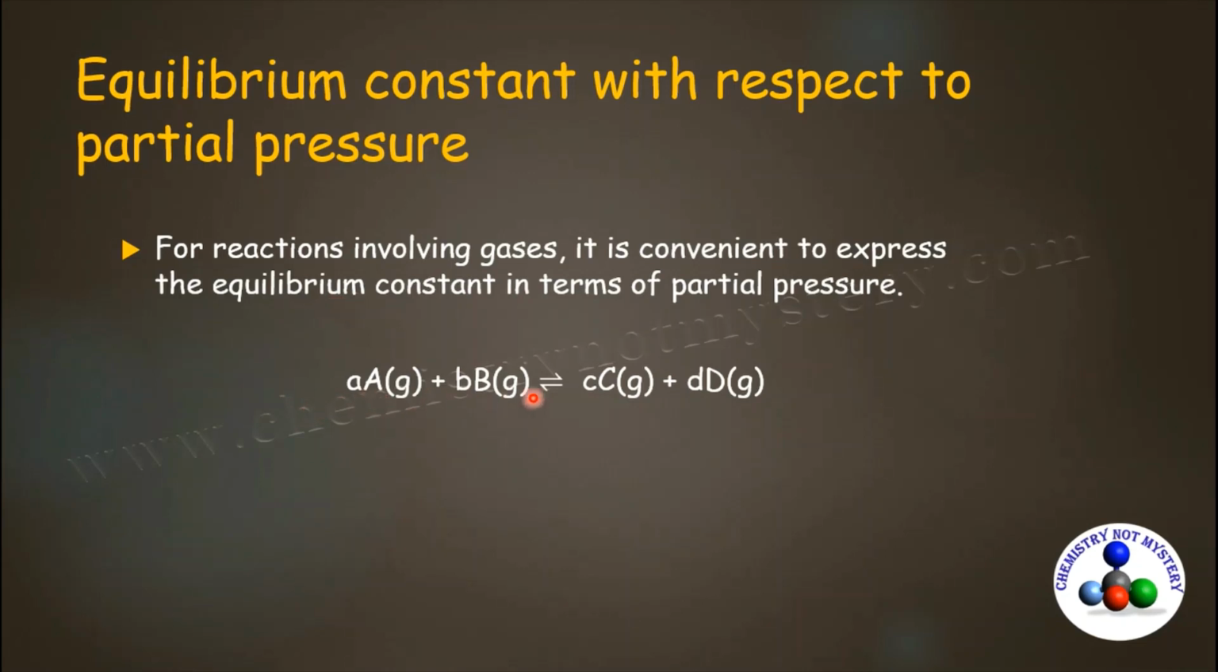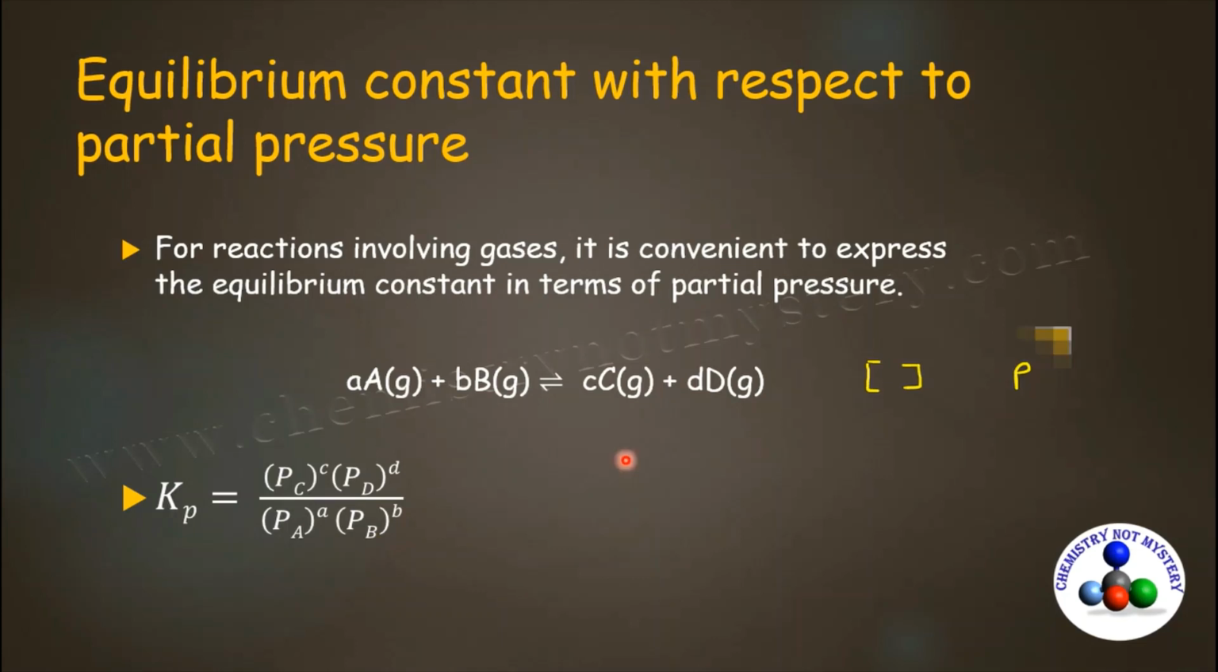But if the reaction involves only gases, then it is convenient to write the equilibrium constant in terms of partial pressure. So when it is asked to write the equilibrium constant in terms of partial pressure, you just have to replace the concentration term with the pressure. For example here, you will get partial pressure of C raised to c multiplied by partial pressure of D raised to d, divided by partial pressure of A raised to a multiplied by partial pressure of B raised to b.